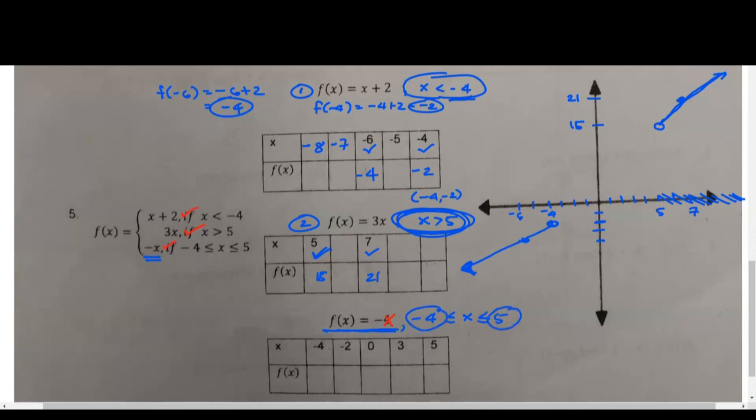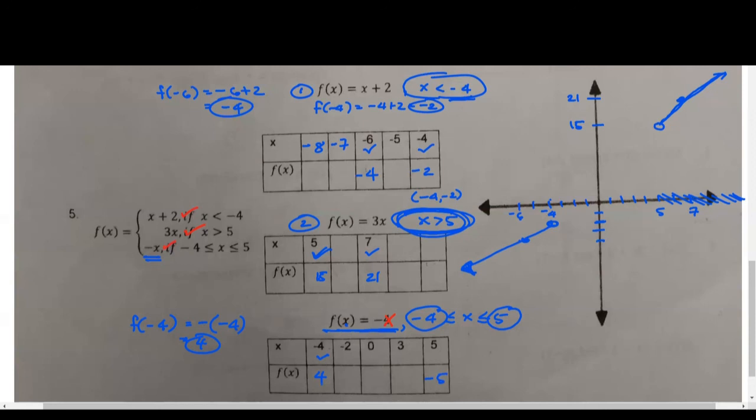Okay? So, ito, substitute natin dito. When x is negative 4, what is f of x? Ito lang naman yun, f of negative 4. This is equal to negative of, ano yung x? Negative 4. You will get positive 4. So, positive 4 to. Okay? What about x equals 5? What is f of x? Negative 5. Okay? So, ipa-plot natin to.